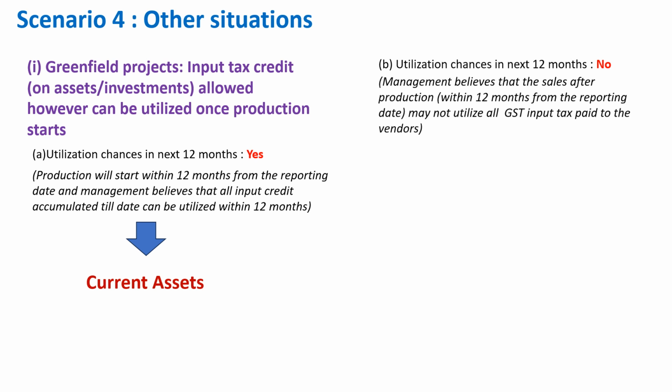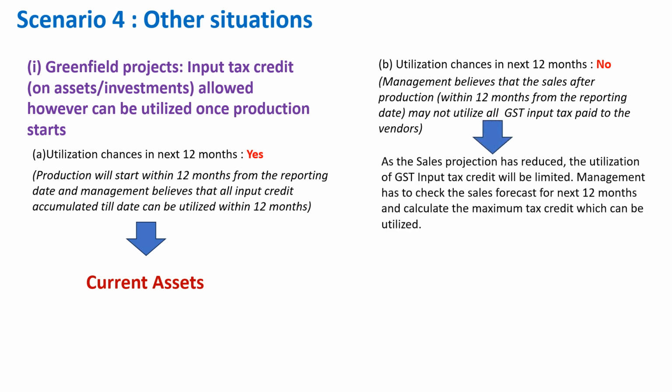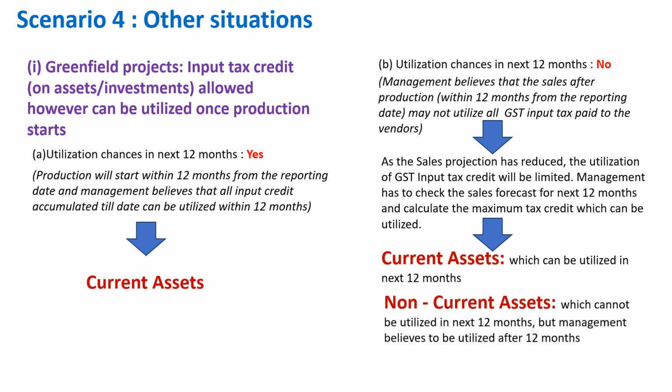Now, utilization chances in the next 12 months is no. That means management believes that the sales after production within 12 months from the reporting date may not utilize all the GST input tax paid to the vendor. Right? What's happened here? As the sales projection has reduced, the utilization of GST input tax credit will be limited. So management has to check the sales forecast for the next 12 months and calculate the maximum tax credit which can be utilized. Whatever you can utilize in the next 12 months based on your sales projection will be treated as current assets, and whatever balancing amount will be treated as non-current assets because you can't utilize them in the next 12 months' time.